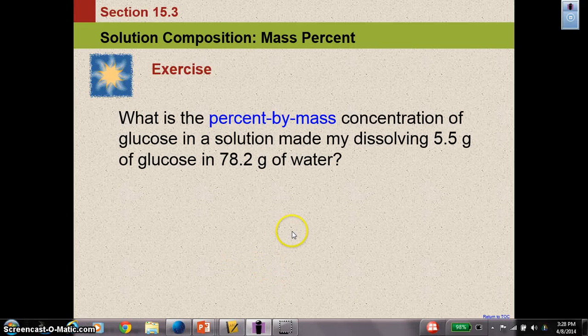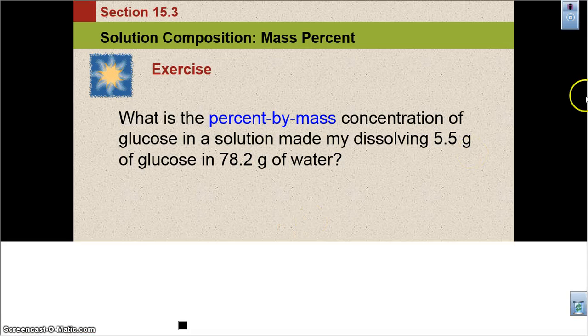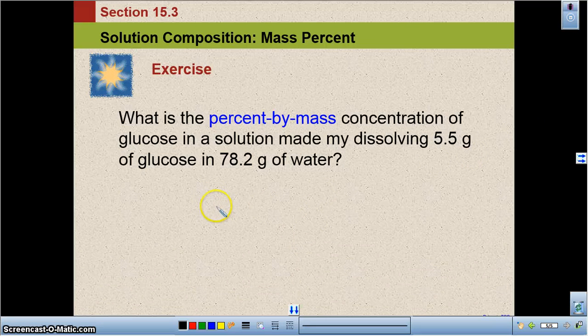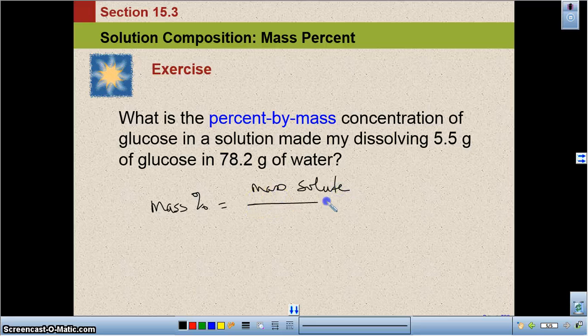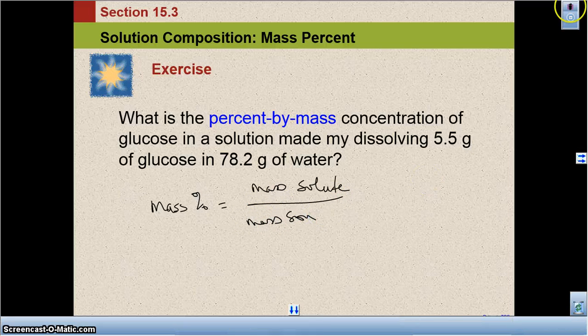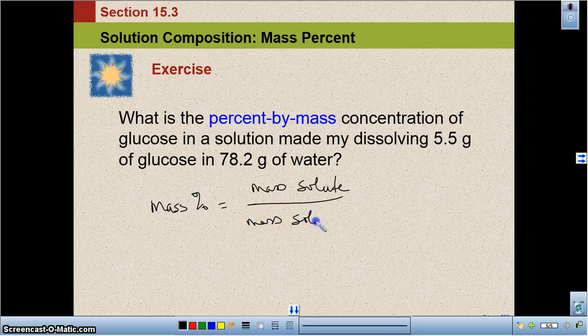Let's look at this problem. It says, what is the percent by mass concentration of glucose in a solution made by dissolving 5.5 grams of glucose in 78.2 grams of water. So remember that our mass percent is going to equal the mass of the solute divided by the mass of the solution. And remember that the solution is the solvent plus the solute.